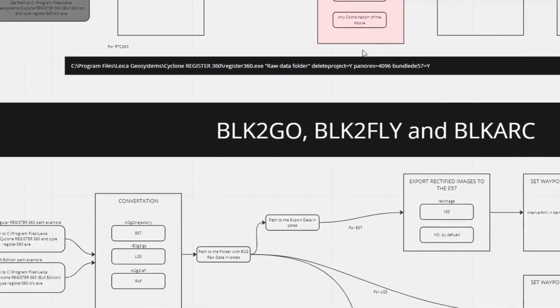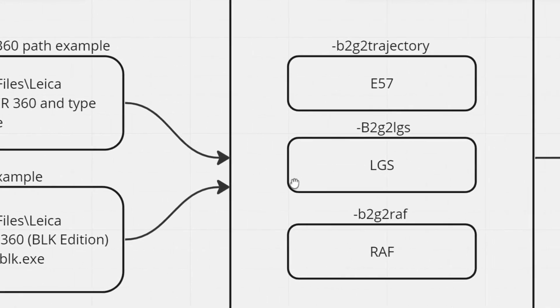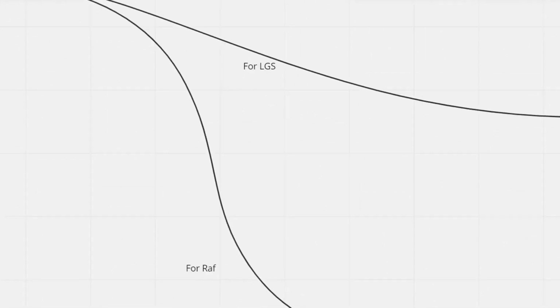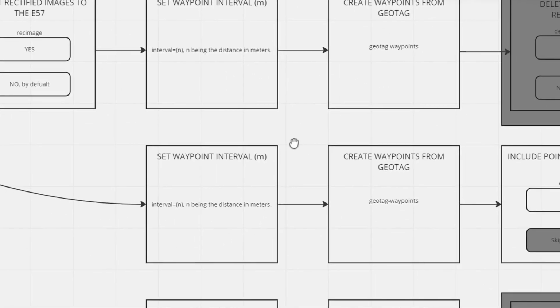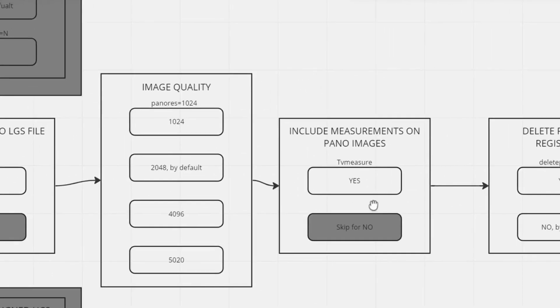If you choose to convert a B2G file to LGS format, you can specify what types of information that file should include. You can add a pano image point cloud, the ability to make measurements on panoramic images, etc. But for other types of formats, these options will not have any effect.